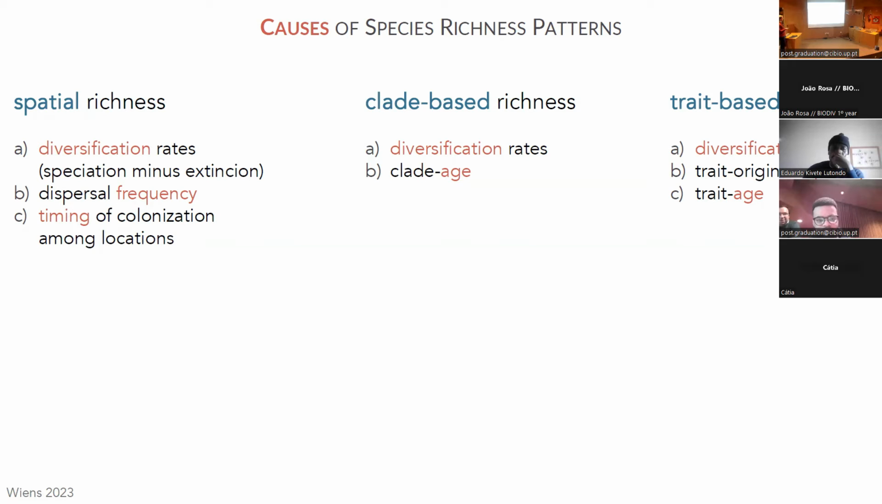If state A, for example, is more common than B, it will be linked to higher diversification. The trait origin frequency can also influence these patterns, for example if state A is lost less frequently, so the transition from state A to state B is less frequent, but also if state A is more frequently gained, so there are more transitions from state B, let's say, to state A. The age of a trait can also influence trait-based richness patterns. An older trait will be more common under this hypothesis.